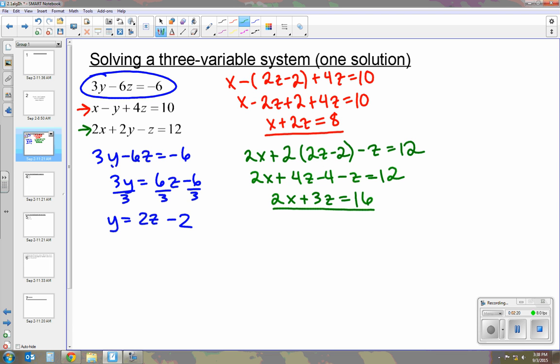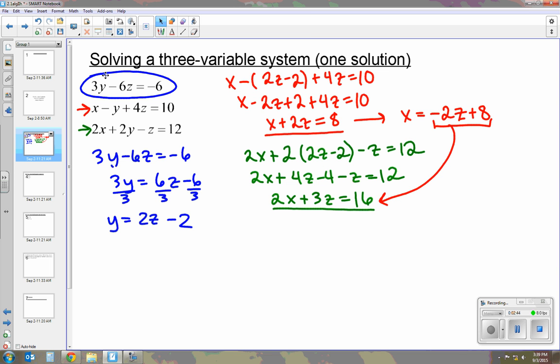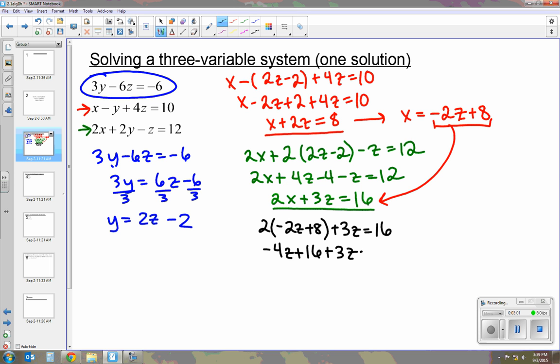So now what we're going to do is take one of these 2 new equations and isolate one variable. The easiest one to do that is the red one. So I'm going to isolate x. So I'm going to get x equals negative 2z plus 8. And I'm going to take this new expression and plug it into the green equation. So I'm going to get 2 times negative 2z plus 8 plus 3z equals 16. Now I'm going to distribute. I get negative 4z plus 16 plus 3z equals 16.